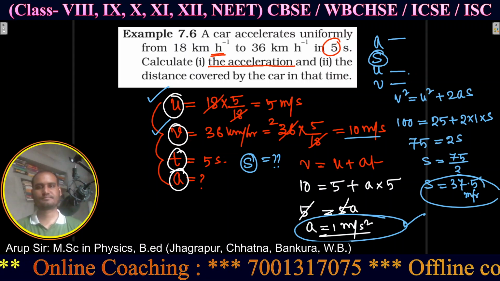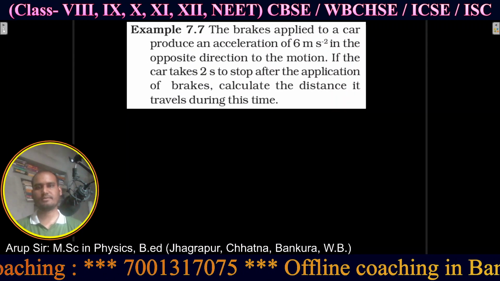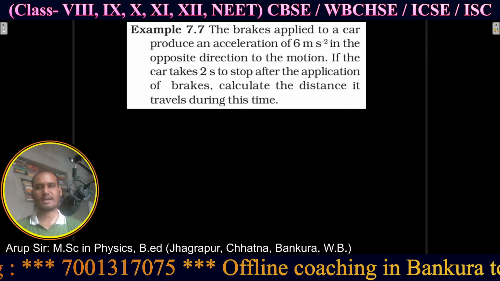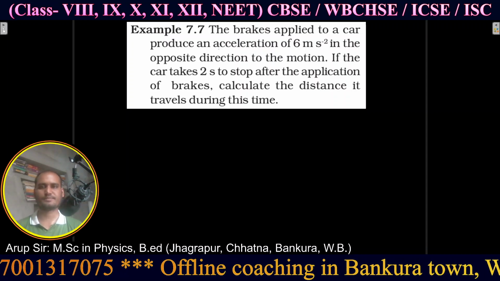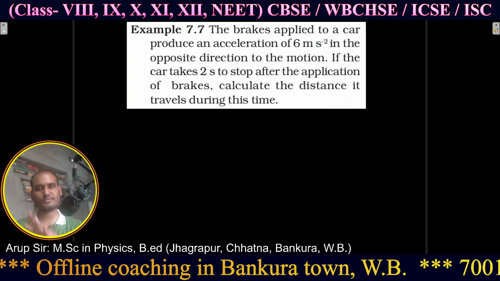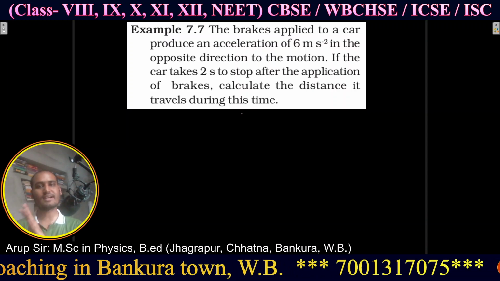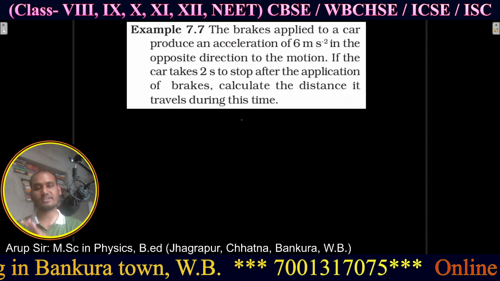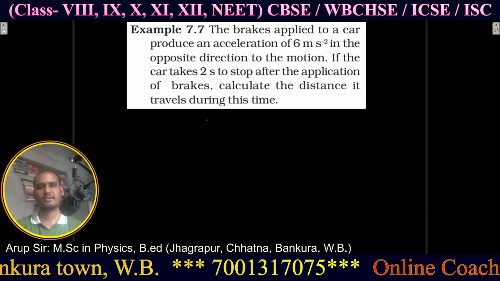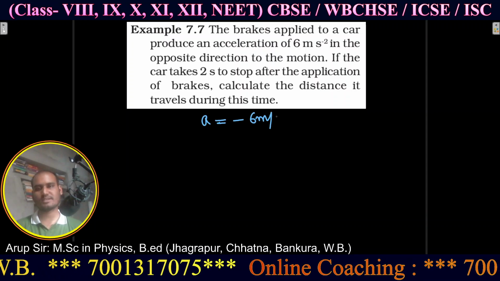Next, example number 7.7. The brakes applied to a car produce an acceleration of this. Okay, so brakes applied, if you apply brake, what will happen? It will be negative acceleration, because it will reduce the speed of that car, right? So what is happening? Acceleration a is minus 6 meter per second square.